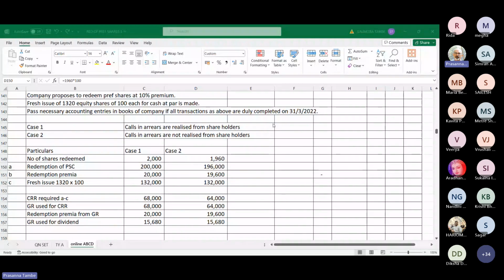Have you already written or not? No, you haven't written it yet? I hope you are paying attention to the discussion. Okay, I'll wait for a couple of minutes. Please complete the note. Case 1, case 2. Then we will do the journal entries including bank accounts, for case 1, followed by case 2.